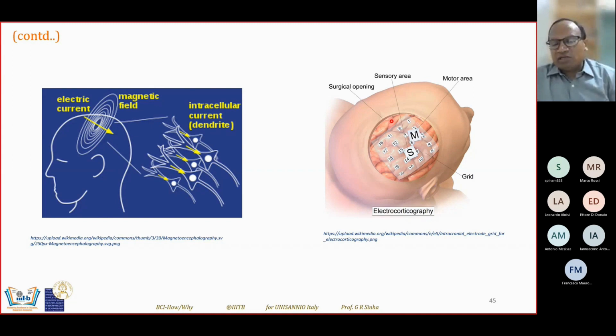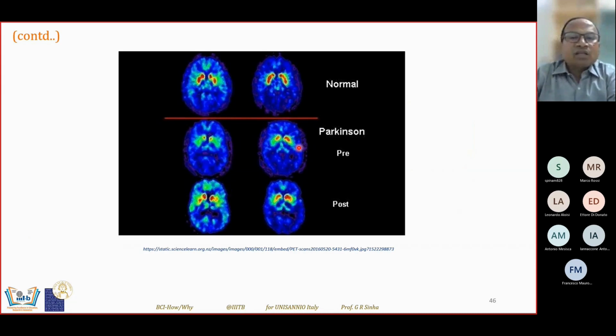It is actually measuring your electrocorticography, which is a semi-invasive technique where you can still get more data. This is definitely PET, that is positron emission tomography, where, as you have seen, blood flow can be observed. How is the blood flow? Which area is having more blood flow? Whether the blood flow is normal or not.